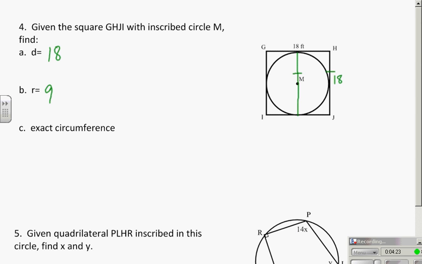So it looks like a very complicated problem. When you just draw it in, you quickly see the diameter is the length of the circle if it's inscribed in a square. So finding the exact circumference is as simple. Circumference is pi d. The circumference is 18 pi units.